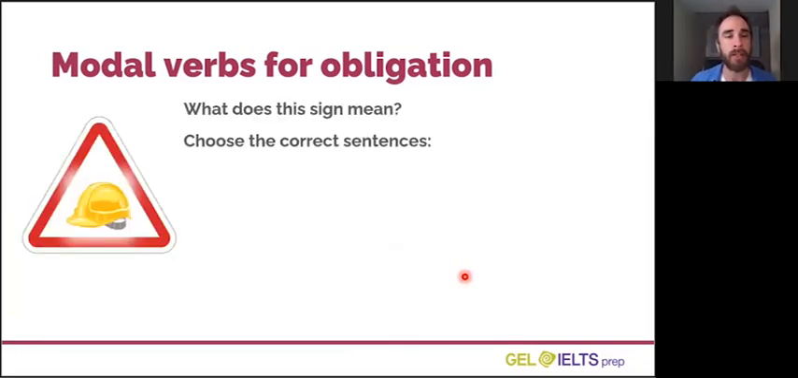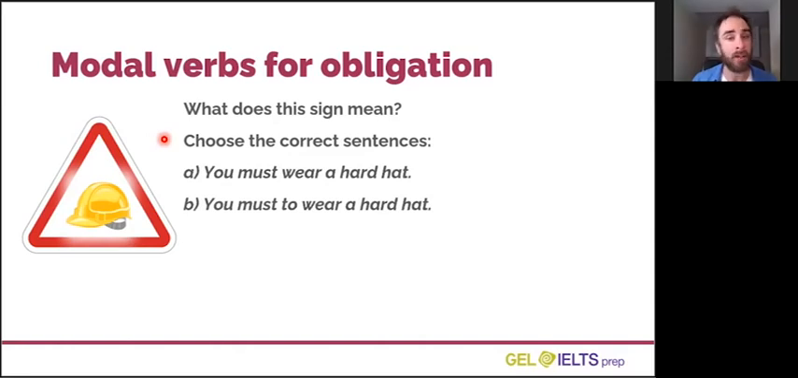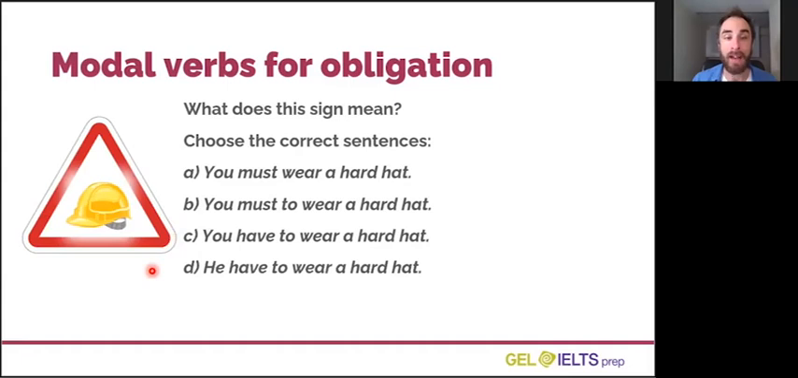Okay, let's look at one more example, and this is another sign. I'd like you to think about the meaning of this sign. Here are 4 sentences. A, you must wear a hard hat. B, you must to wear a hard hat. C, you have to wear a hard hat. And D, he have to wear a hard hat. 2 of these sentences are correct, 2 of them are incorrect. I would like you to choose the two correct sentences. Look at the next question below this video, and can you choose the two correct sentences from A, B, C, or D?